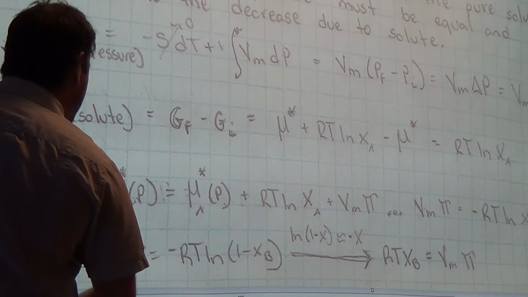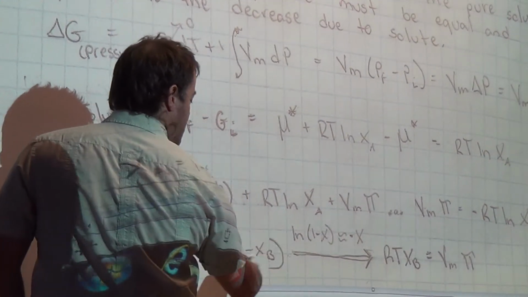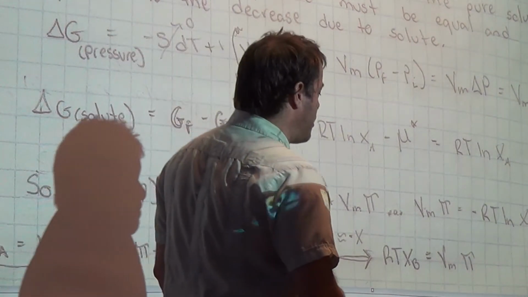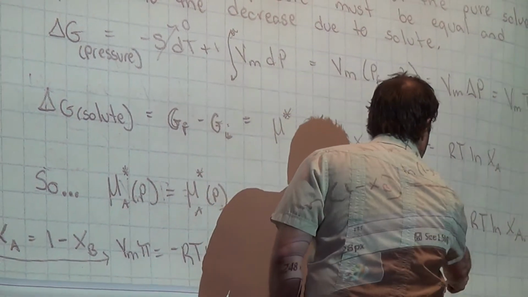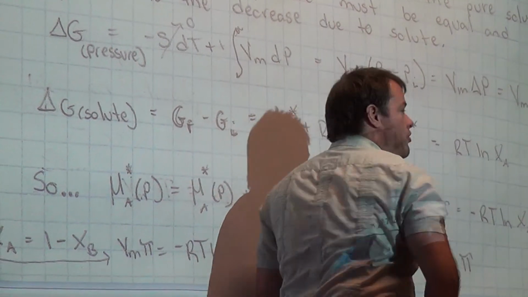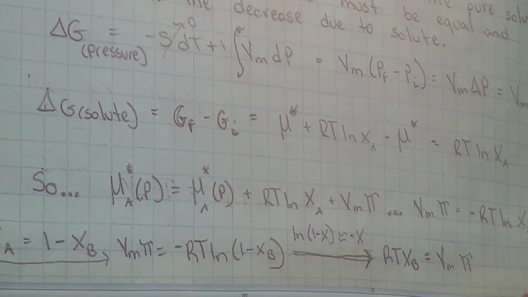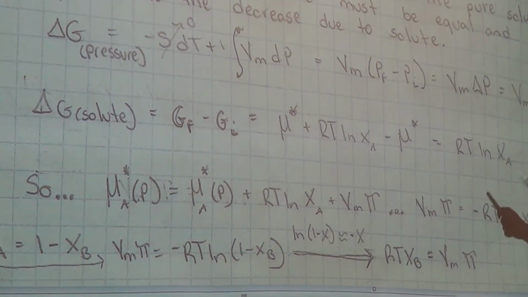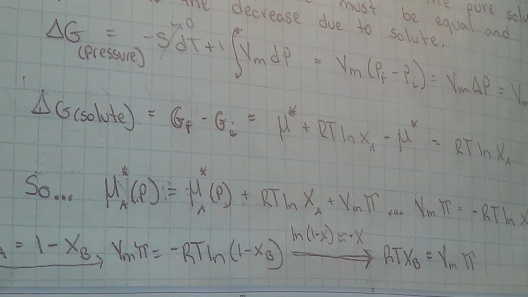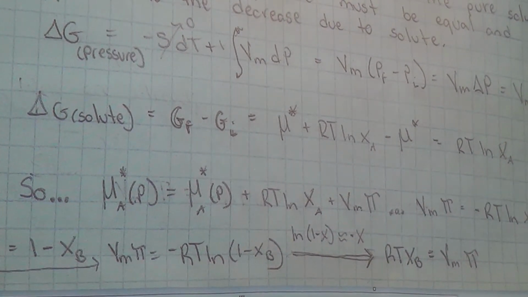XA is equal to 1 minus XB, and the natural log of 1 minus XB, where XB is much smaller than 1, is approximately negative XB. And so we end up with the equation that says RT XB is equal to the molar volume times the osmotic pressure. That is the equation that you start at for the osmotic pressure for this process. There's a couple of other manipulations that recast it into a form that your book tells you to use, but this is the starting place for quantifying the osmotic pressure.